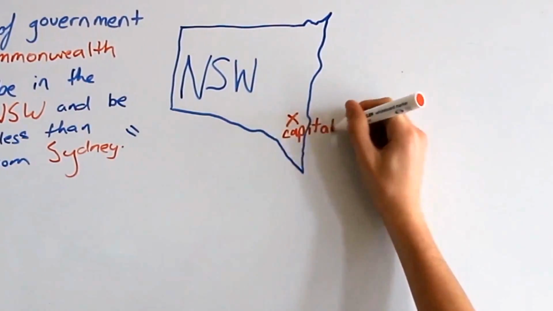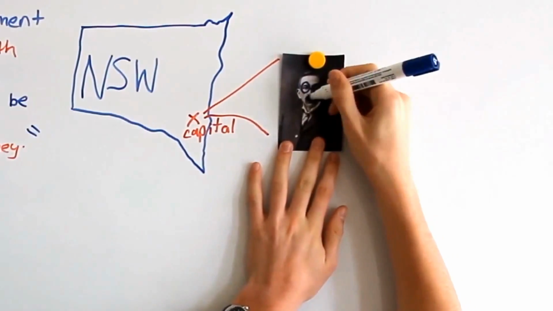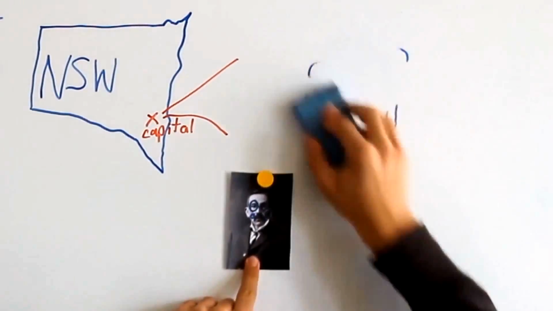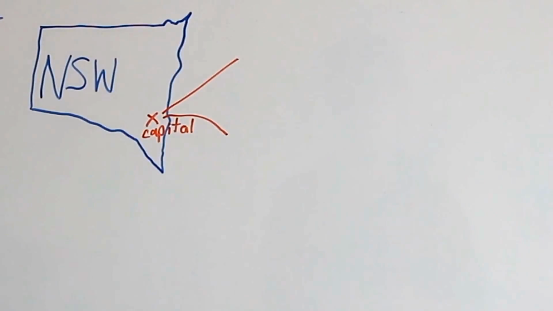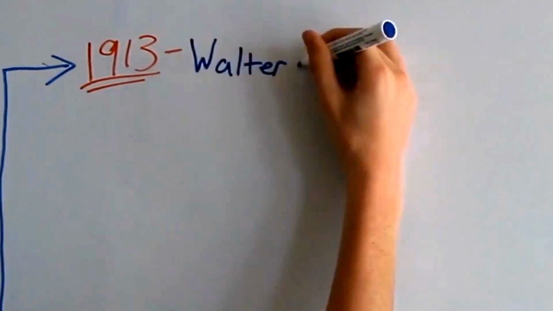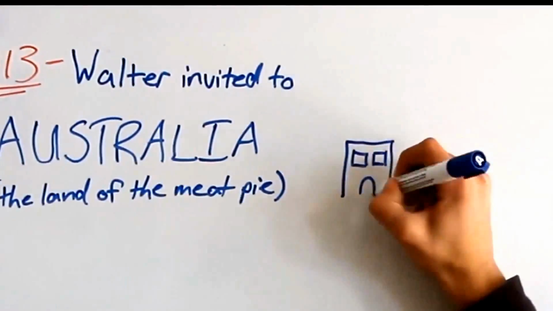capital. The government being the government, they called upon the general public for a design, hoping for a gem to be called the design for the new city. Australians being Australians, an American architect ended up winning the competition in 1911, Walter Burley Griffin. So in 1913, Walter was invited to the land of the meat pie to supervise the construction.